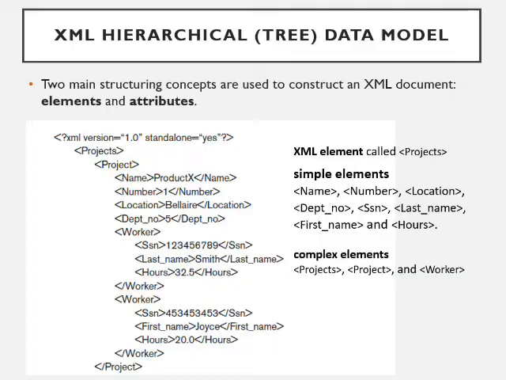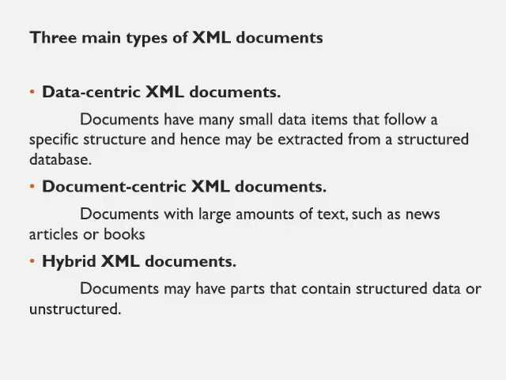The simple XML document. The three main types of XML documents are data-centric, document-centric and hybrid. Data-centric XML documents have many small data items that follow a specific structure and hence may be extracted from a structured database. Document-centric XML documents have a large amount of text, such as news articles or books, which is semi-structured. Hybrid XML documents may have a part that contains structured data or unstructured data. This may or may not have a predefined schema.